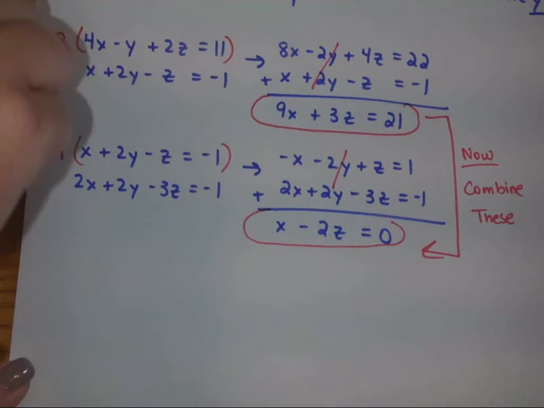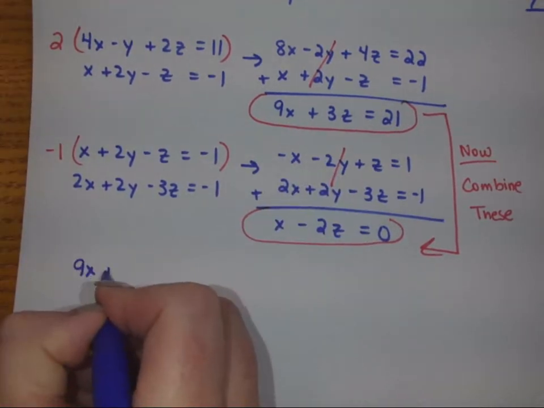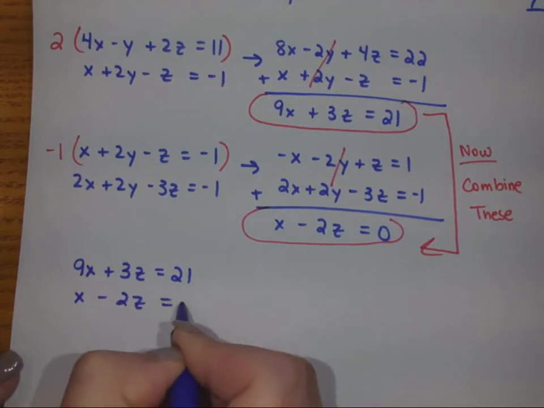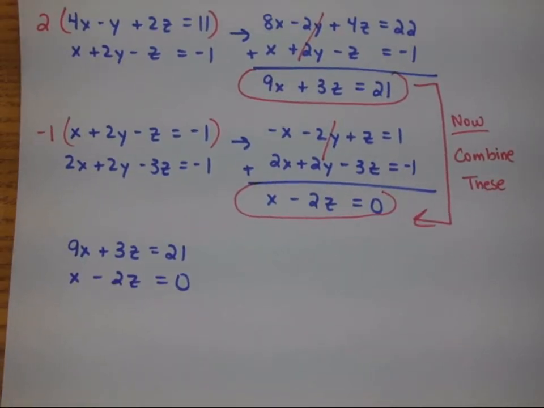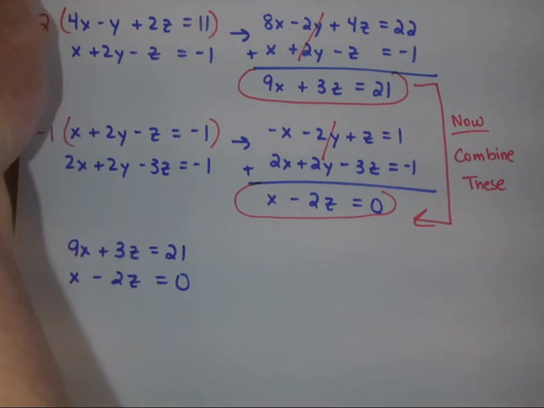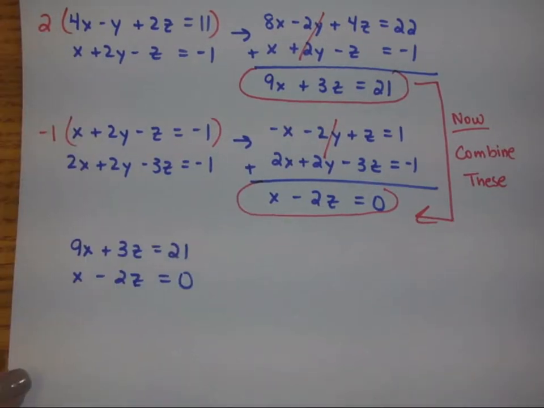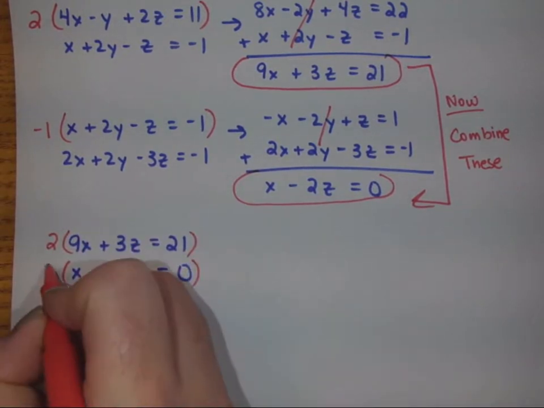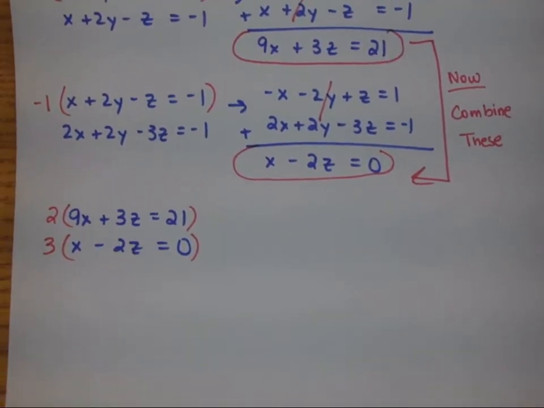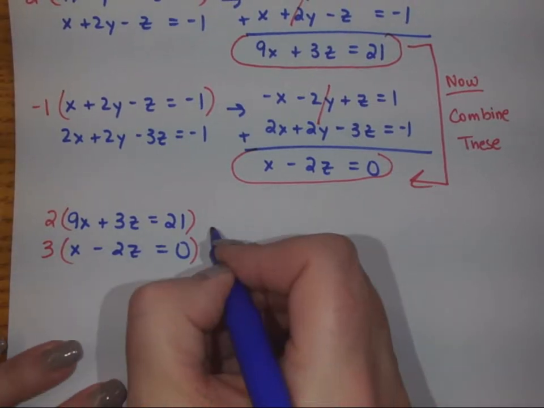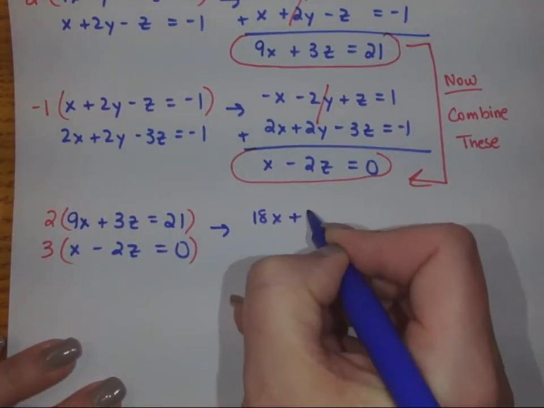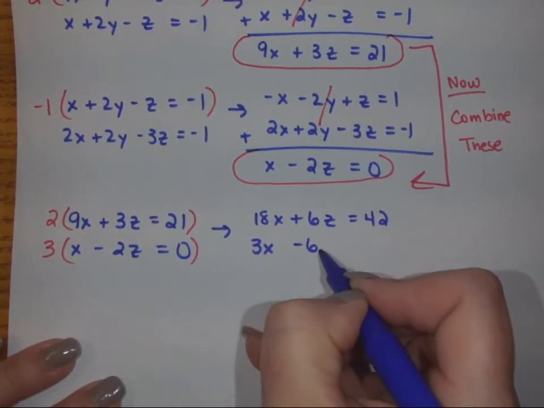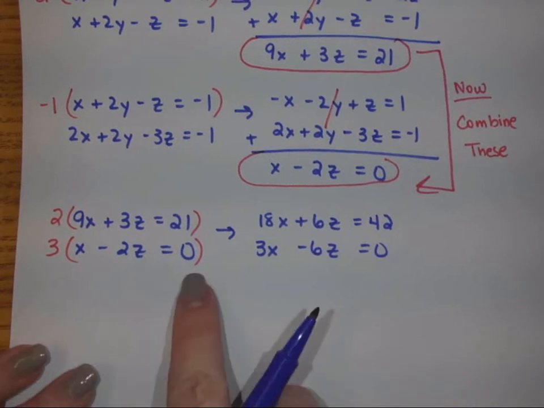Okay. So now I'm going to line up 9x plus 3z equals 21 and x minus 2z equals 0, and see if I can combine those together. Notice it'd be nice if both of these were 6, right? So I'm going to multiply this one by 3. I already have a positive and a negative, so I don't need to worry about that. So I get 18x plus 6z equals 42, and then 3x minus 6z equals 0, because anything times 0 stays 0.